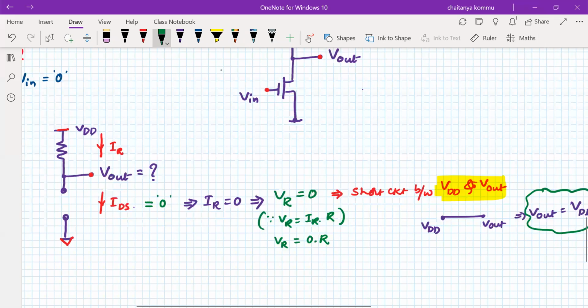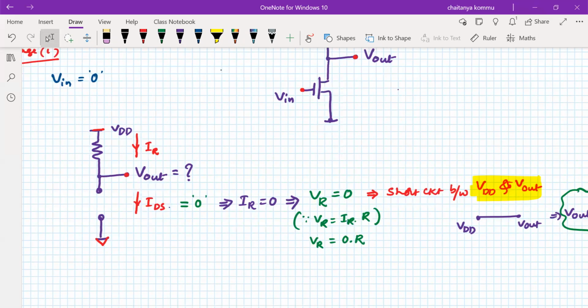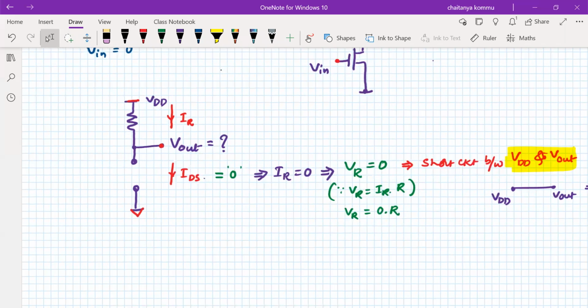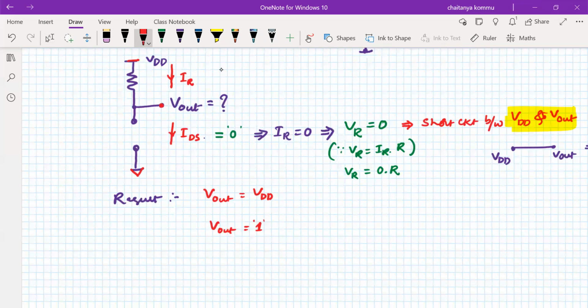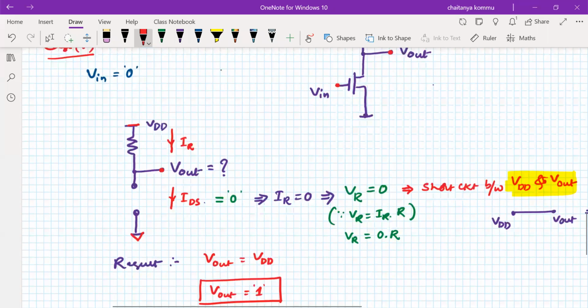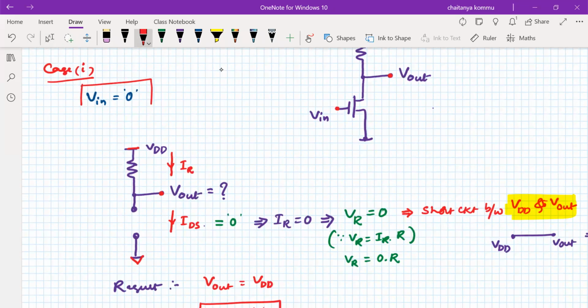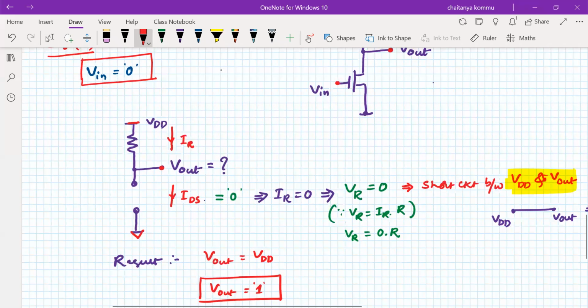See here what happened. If I apply Vn equal to 0, what is the result? Vout is equal to VDD. VDD stands for logic 1, right? So VDD stands for logic 1. That means Vout is equal to logic 1. When you apply Vn equal to logic 0, what do we get at the output? The result will be logic 1.